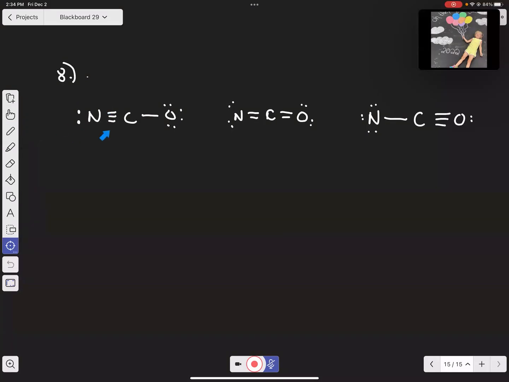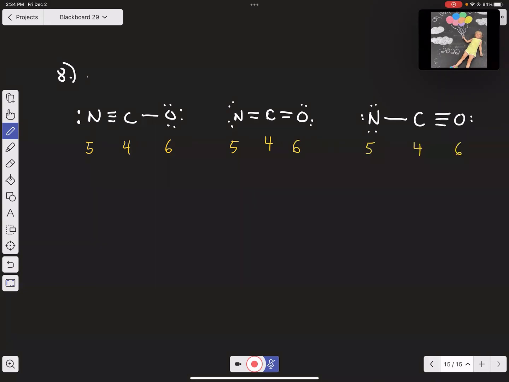Everything has 8, 8, and 8. Got 8 here, 8, and 8. So everything looks good with respect to the octet rule. So then number 2, we want to go through and check formal charges. For formal charges, nitrogen is 5, carbon is 4, oxygen is 6. So our group numbers are 5, 4, 6, 5, 4, and 6.